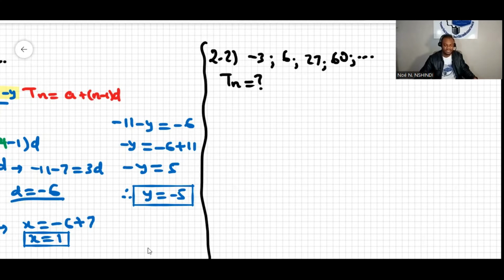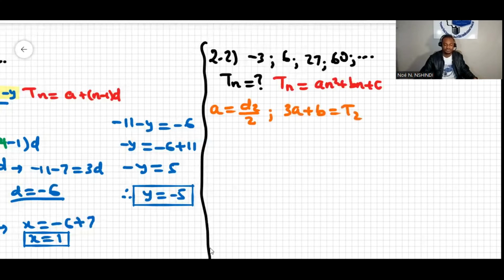And then we know that Cn for a quadratic pattern is just an squared plus bn plus c. Now the value of a is just the second difference over 2. And we can also say 3a plus b is equal to the difference between the second and the first term, and also a plus b plus c is just equal to term 1.